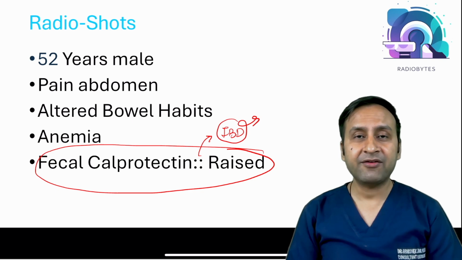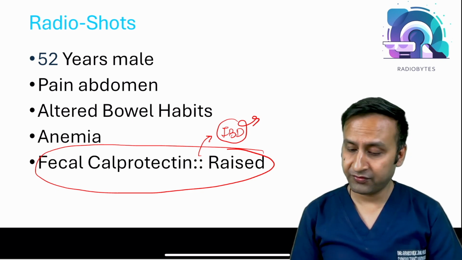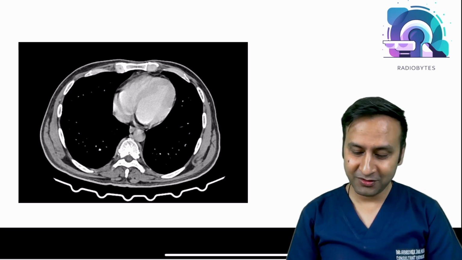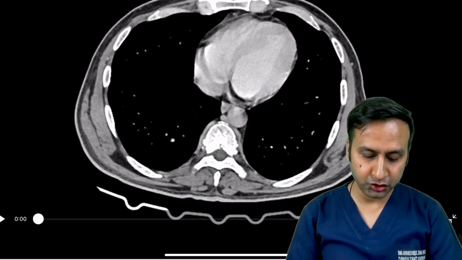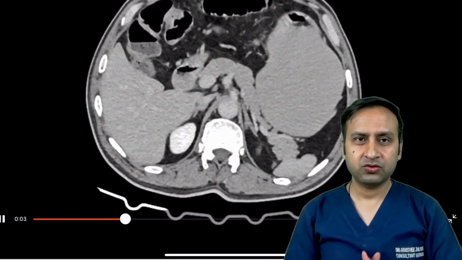So the clinician had a high suspicion of Crohn's disease, and so the patient was sent to us for a CT enterography. Now let's have a look at the CT enterography images. This is a video which is going to show you the CT images of the patient from cranial to caudal. So let's have a look at it.